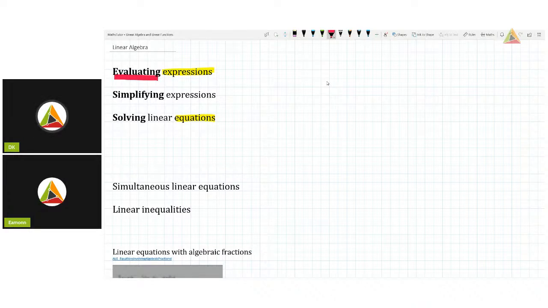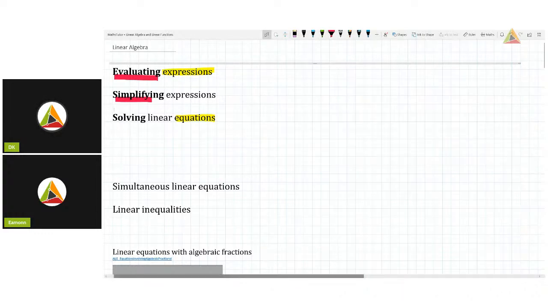If I see something like simplify, if it asks me to simplify expressions, that means it's going to be made easier. So if I'm simplifying something, I'm making it look easier, and that means it's still going to be X's and Y's, but it's going to look a little bit nicer or easier for me to deal with.